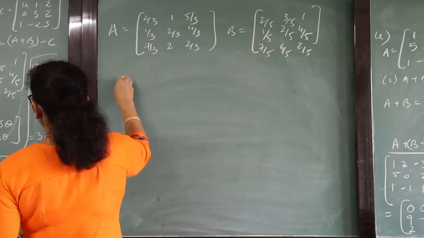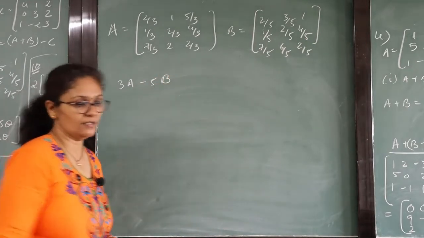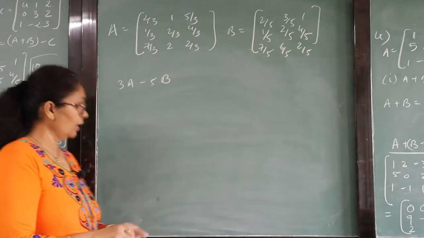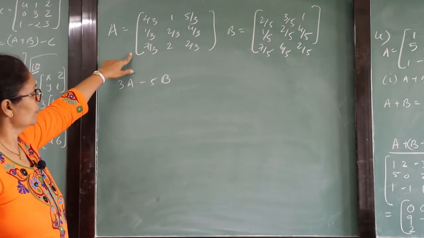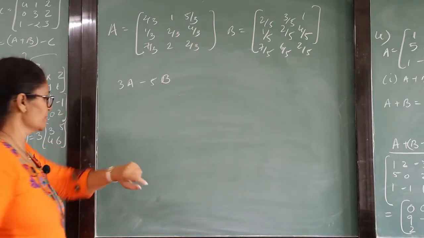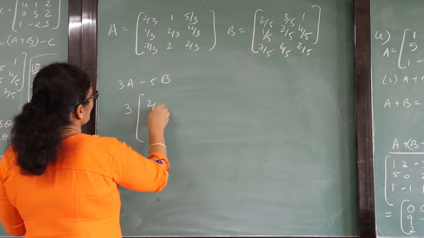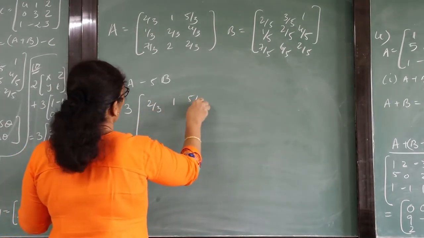Now what you have to find? 3A minus 5B. What is the meaning of it? First we have to multiply matrix A with 3, matrix B with 5 and then we have to subtract it. So let's write 3 into 2 by 3, 1, 5 by 3.